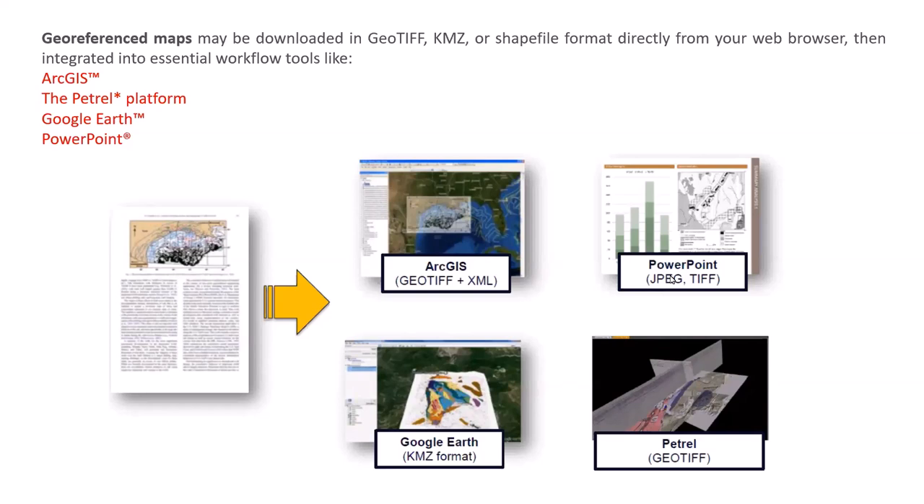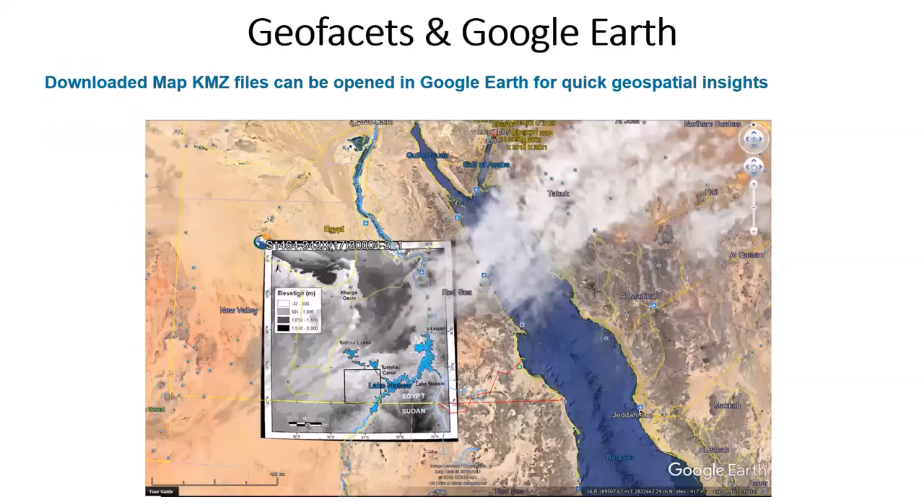I'm going to show, for example, if I download an image or a map with a KMZ format, and then try to open that with Google Earth. Google Earth is free, so you can download it. So once I open the image I just downloaded from this paper, which is actually an elevation map, it just fits within the view. You can see that my river right here goes inside the image or the map and then goes out.